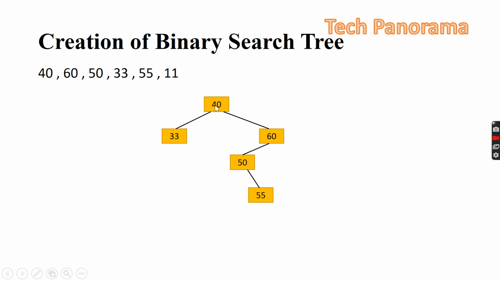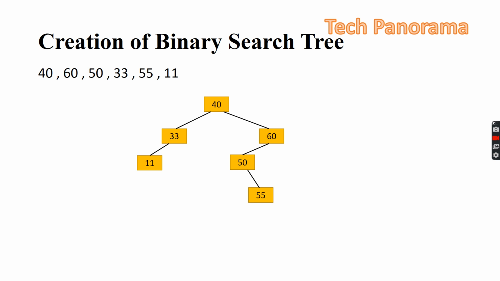Now we will take 11. 11 is less than 40, so we will move to the left. Now 11 will be compared with 33. 11 is less than 33 and 33 has a null value for the left part, so 11 will be inserted as the left of 33. This is the way through which we create a binary search tree.